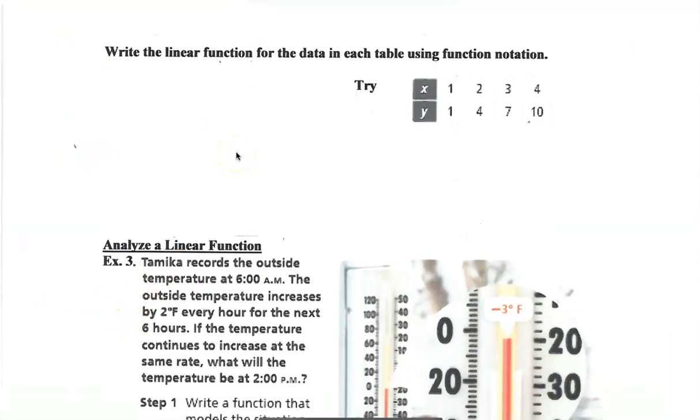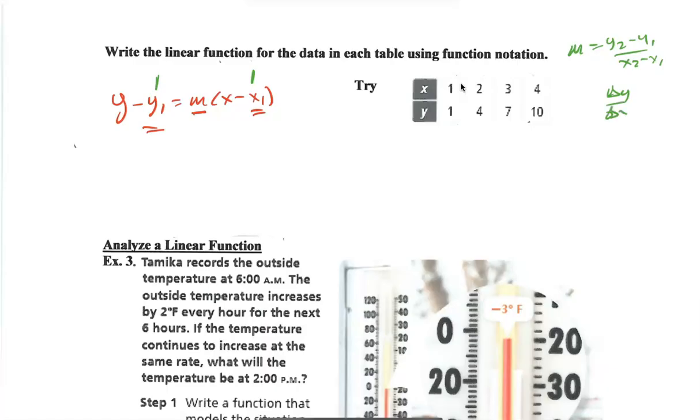So if I was going to do this one, I'm going to use my favorite way, y minus y1 equals m times x minus x1, point slope form. All I got to do is find my m, my slope, and then pick a point. Now again, we have a table here. I'm already going to pick a point, 1 and 1, like that. Again, if you want the slope, you could use the slope formula, y2 minus y1 over x2 minus x1. We're just going to do change in y over change in x. This will keep it simple.